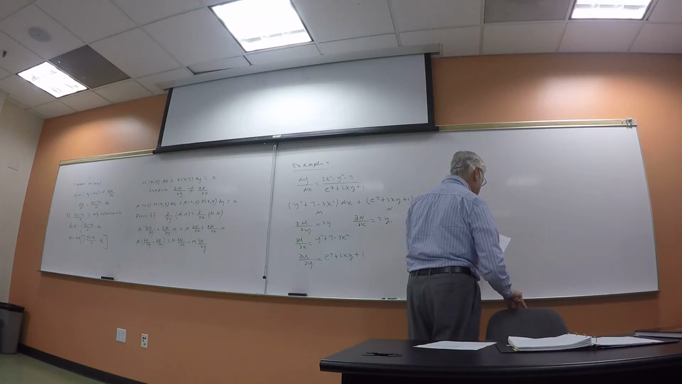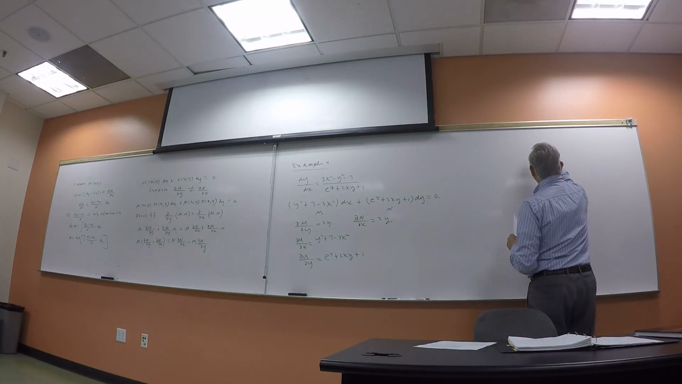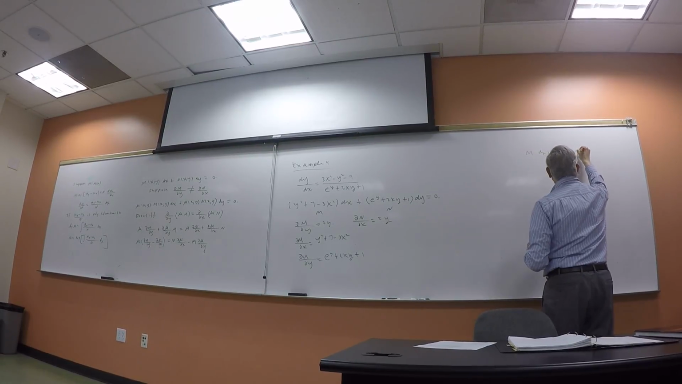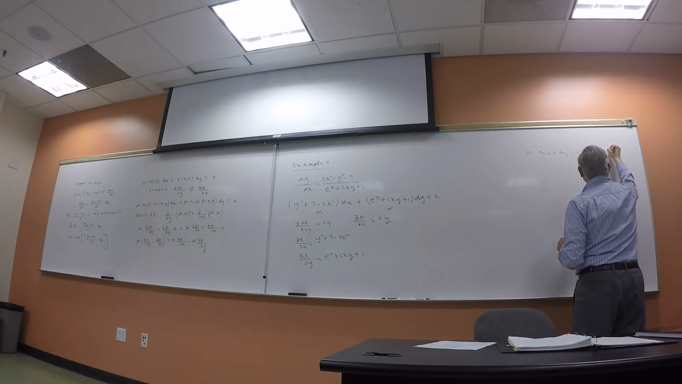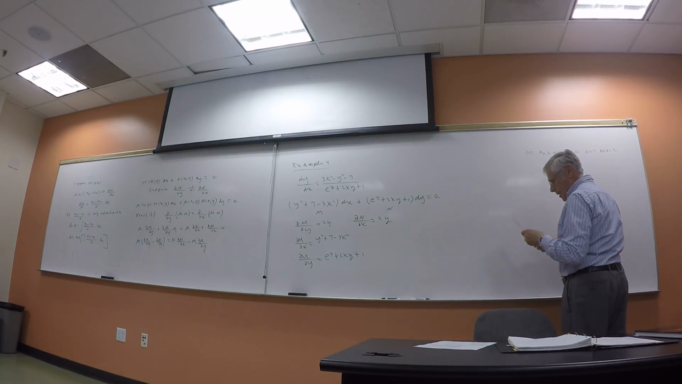So we have the equation M dx plus N dy equals 0, and assume that it's not exact. If it's exact, we know what to do, right?